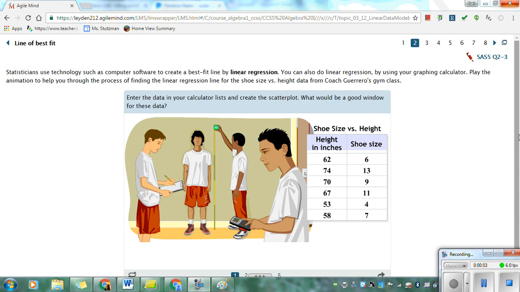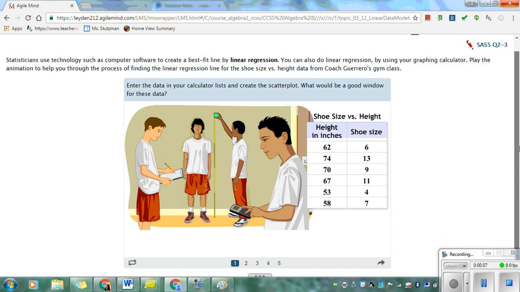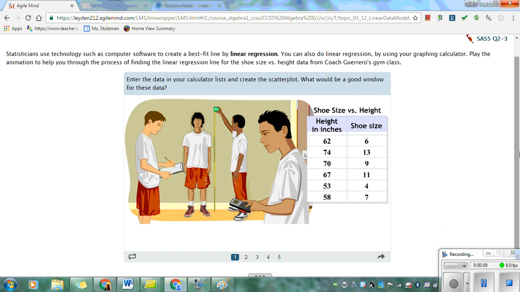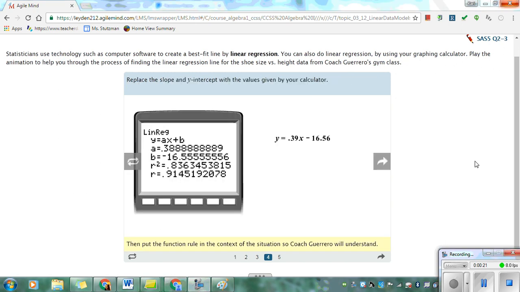Creating linear models for data, exploring line of best fit. So we're going to go back and analyze the shoe size compared to the height in inches. And what I want you to do is create a scatter plot on your calculator and use the linear regression feature to find the line of best fit. Although your calculators are in class, the program is going to do it for you.